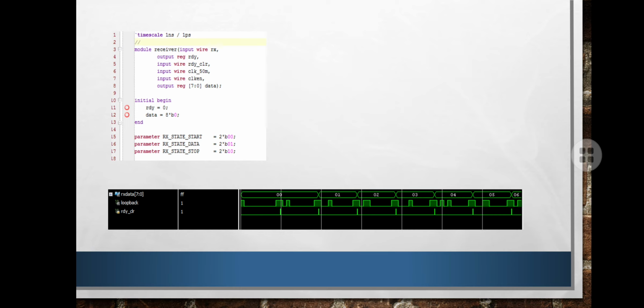So this is a Verilog code for the receiver in which we are initializing its parameters and its input and output variables. And below is the diagram of the receiver.